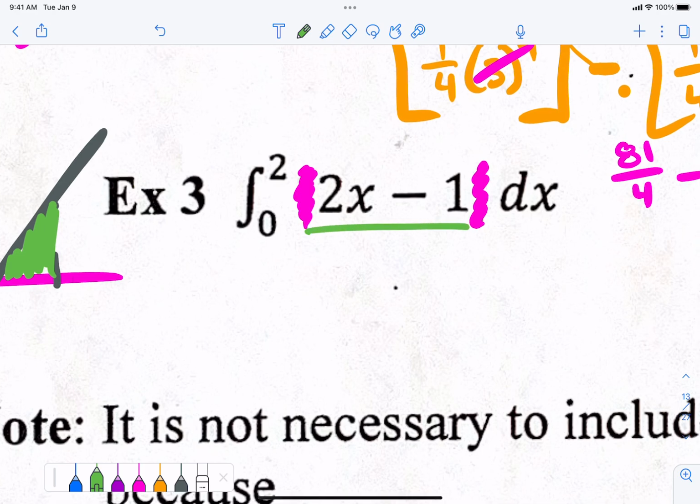It's 2x. This is x to the first power. This is 1/2 times 2x. Oh, and the x is squared. 1/2 times 2x squared. Got it? That's the antiderivative.